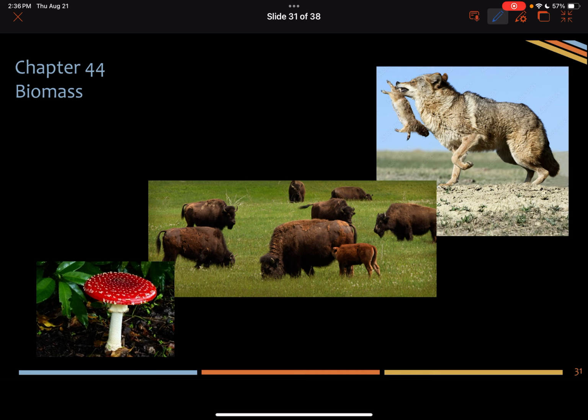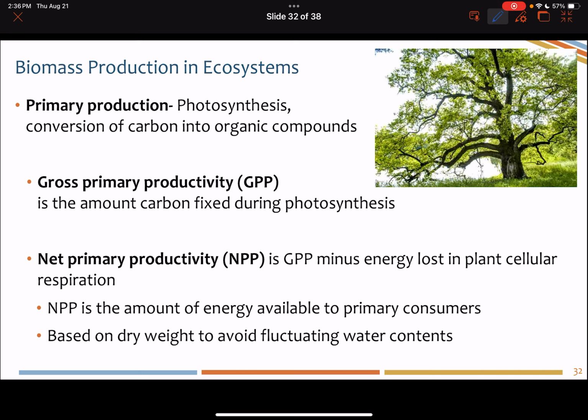I just want to set the stage for our next chapter, chapter 45, where we talk about global weather patterns and how that affects the production in an environment. So biomass is going to be the measurement of how much organic matter is present in an ecosystem. And I believe we defined this in the previous video. Biomass production is related to energy production.